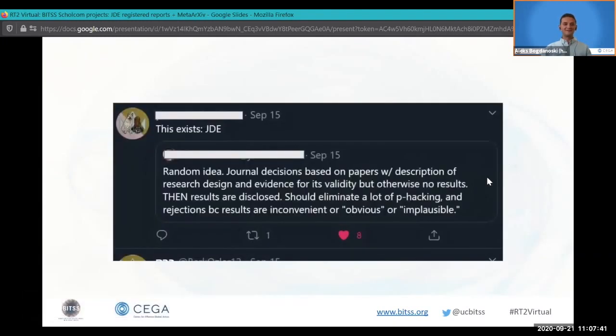It's such an intuitive idea that someone seemingly independently came up with registered reports on Twitter just last week. Just to read this to you: "Journal decisions based on papers with description of research design and evidence for its validity, but otherwise no results. Then results are disclosed. Should eliminate a lot of p-hacking and rejection because results are inconvenient, obvious, or implausible." This is someone who was not aware of registered reports before.